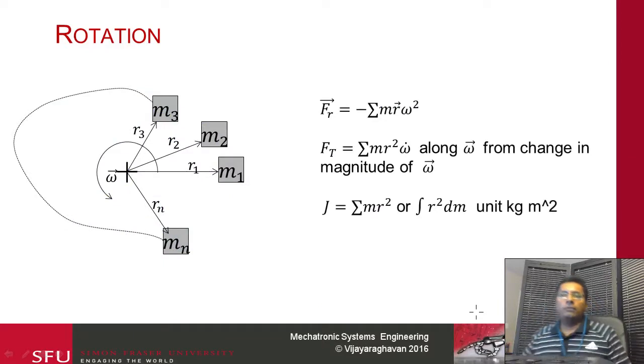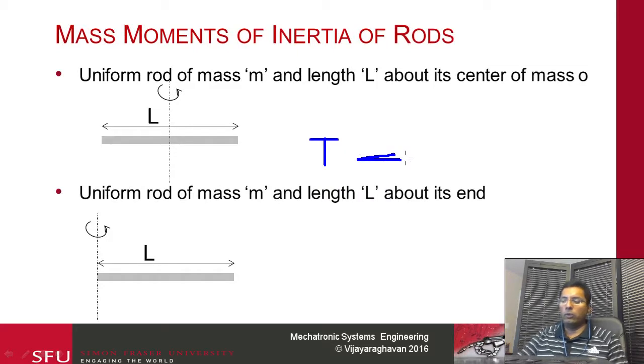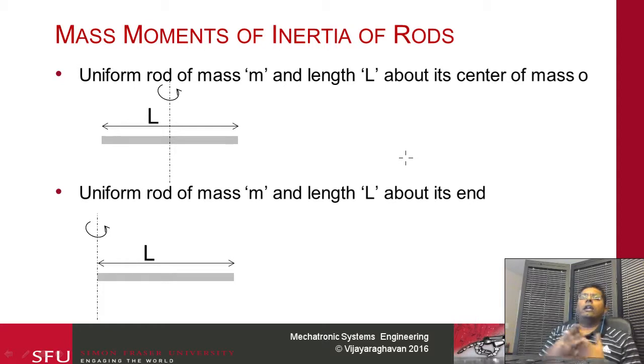So this is the formula. You have the force for the rotation, which would be the net force given by m r vector omega squared, and the torque is going to be m r squared omega dot. You're summing up over all of these, and if you have a distributed load, it becomes an integral. You can do the integral and get different values.